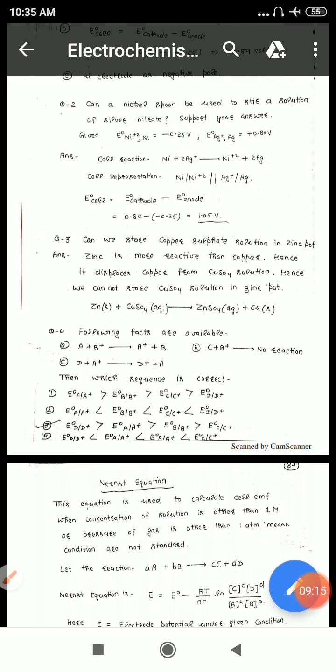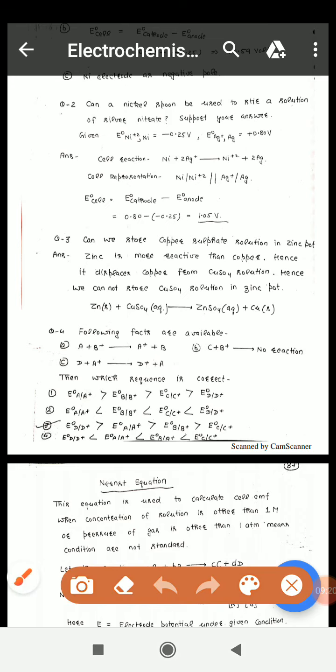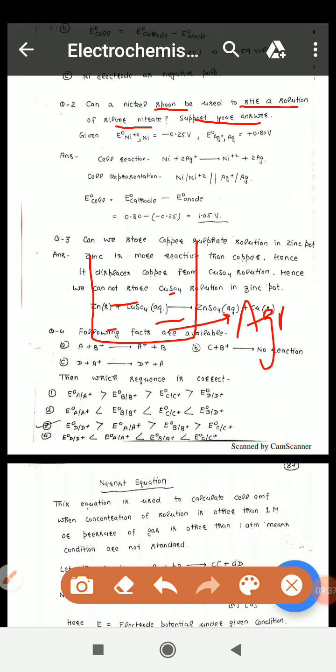Now the second question: can a nickel spoon be used to stir a silver nitrate solution? Support your answer. What is the meaning of this question? The question is, can we stir the silver nitrate solution using a nickel spoon? So by using the nickel electrode, the nickel spoon, can we stir this solution?